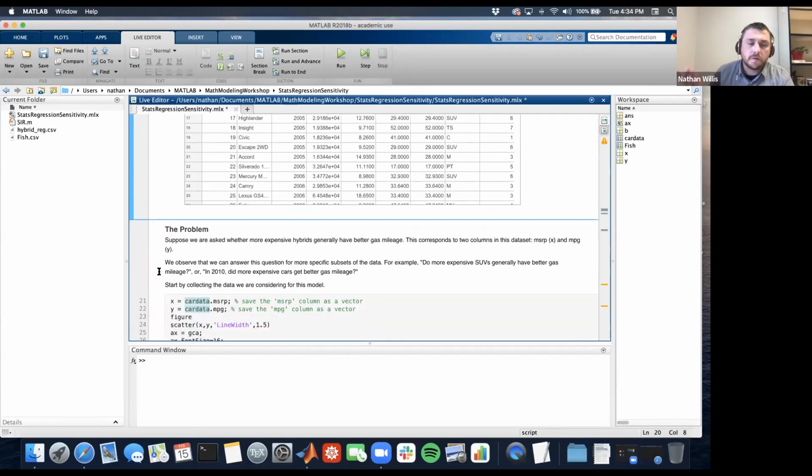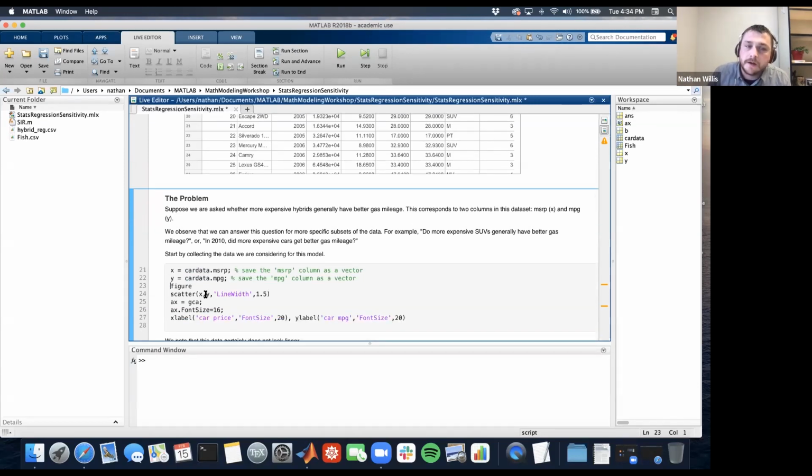So again, the idea that we're trying to get at here is say that we want to know if more expensive hybrids, because all the cars in the data set are hybrid, have better gas mileage. Okay. So the first thing we want to do is grab the MSRP, manufacturer suggested retail price, and the miles per gallon columns and save them as vectors. Very similar to what we did before. And let's plot a scatter plot.